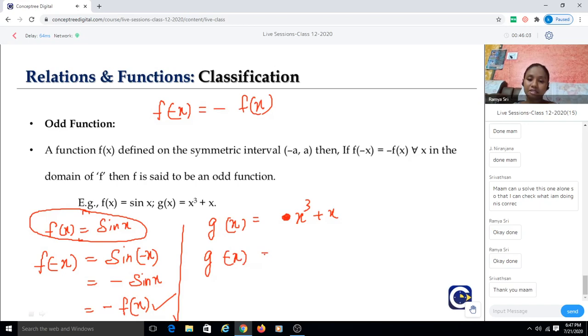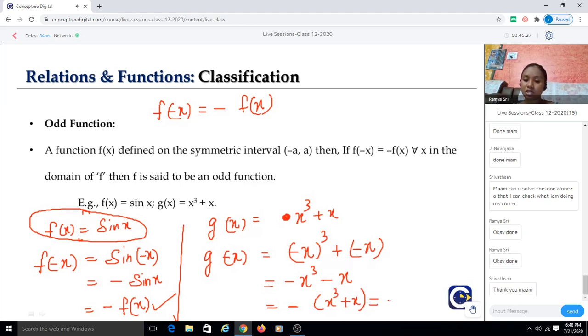So g of minus x is equal to minus x whole cube plus of minus x. We know minus x whole cube is nothing but minus x cube, and plus of minus, so it will be minus x. So here we can take minus common from both terms, so it will be minus of x cube plus x. So if you check, it will be minus of our function g of x. Hence we end up having our function g of x also to be an odd function, right?